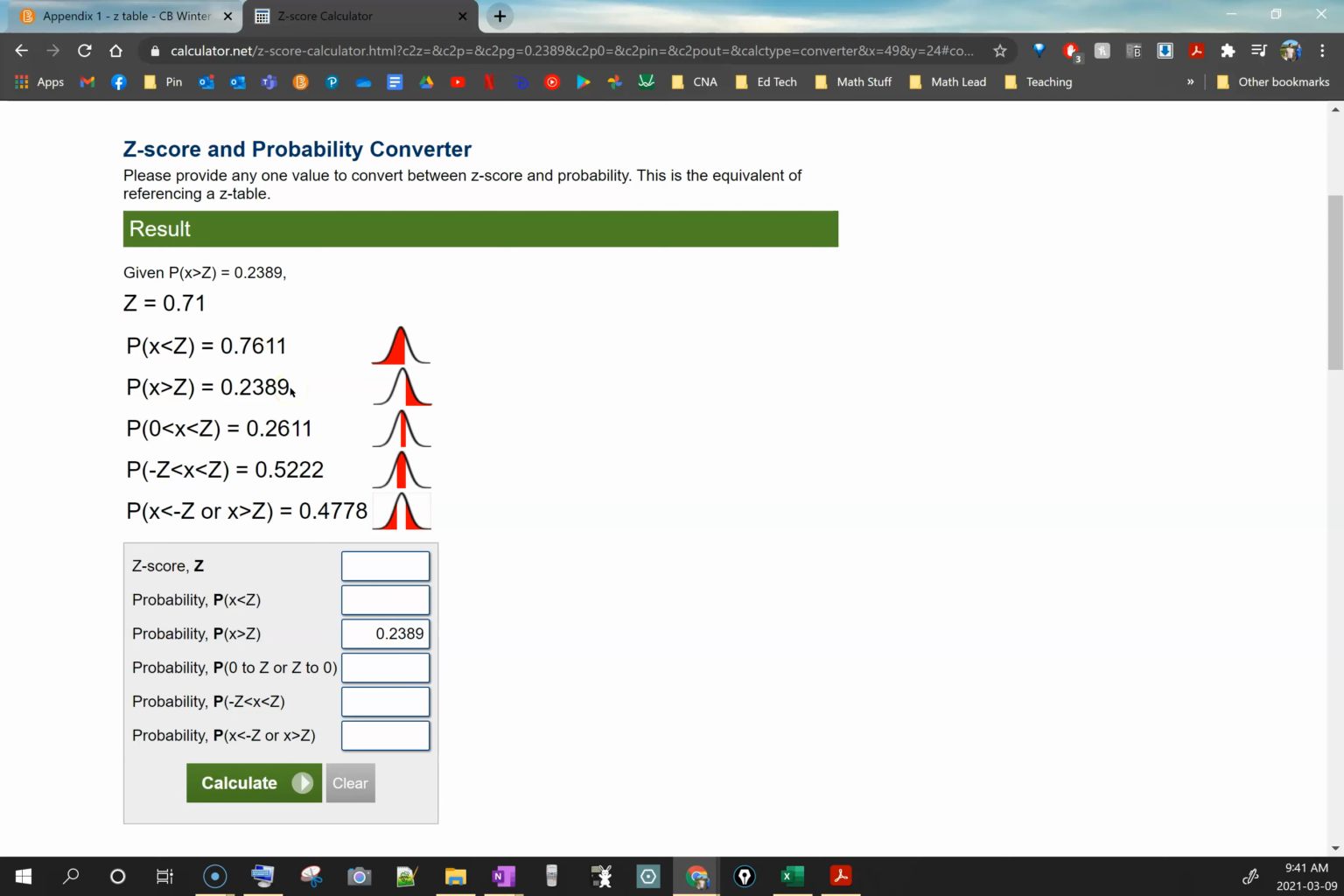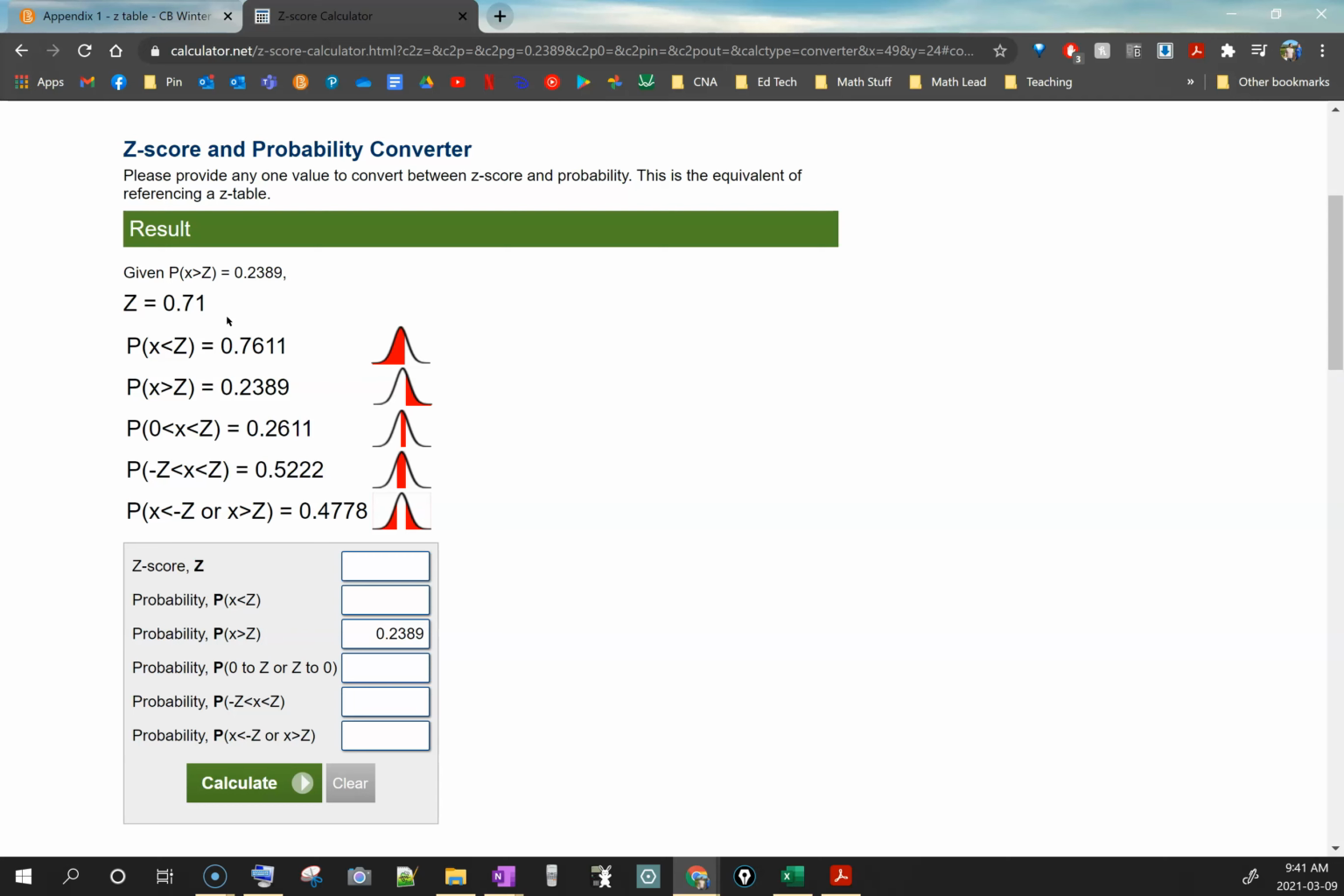Now, I want to make some things clear. This is saying the probability of some data lying above the z-score, that we don't know, is 23.89%. That much. What I did in my first step in the notes was I took it away from 100, and I got my 0.7611. That would be the probability of lying below that point. And the z-score at those two points is exactly the same. No matter what way you do it, it is 0.71.